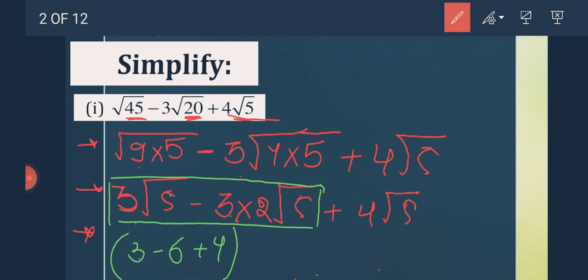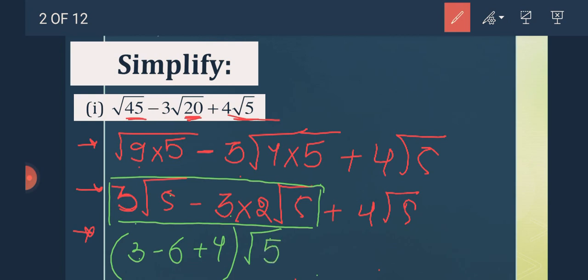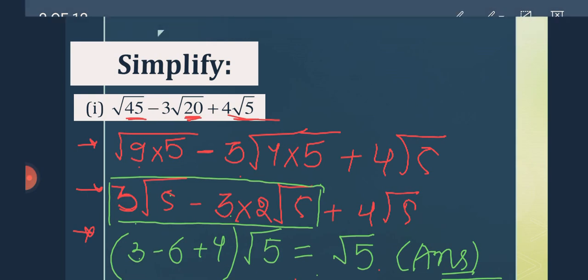After it we will write root 5 as it is. Root 5, not 3, let me write it again. We will write root 5, and then we write the answer, which should be root 5. So this is your answer. I hope you are clear by this question. If any doubt, write it in the comment section, don't forget to write it.